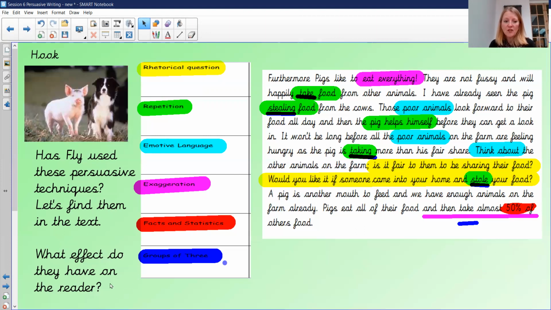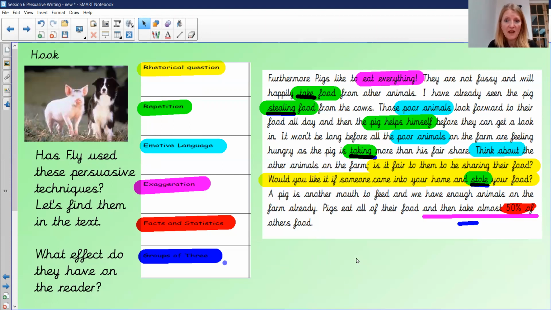Now, all of these features, what effect do they have on us as a reader? Everything that Fly's put, all of those that she's put in this one paragraph. What she is trying to make us feel is that we don't like this pig, that he's not very nice.